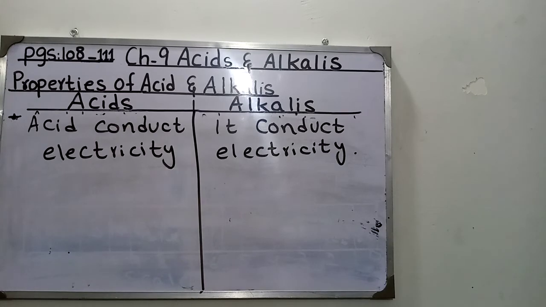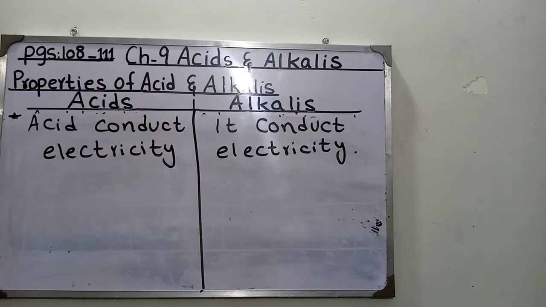The last property is that acid and alkali have the same property. They conduct electricity. How? When you put the copper wire, which is attached to the battery and also to the bulb, in the acid solution and an alkali solution, the bulb will glow. ठीक है, तो it shows that acid conducts electricity and alkali also conducts electricity. These are some properties of acid and alkalis. I hope it is clear.